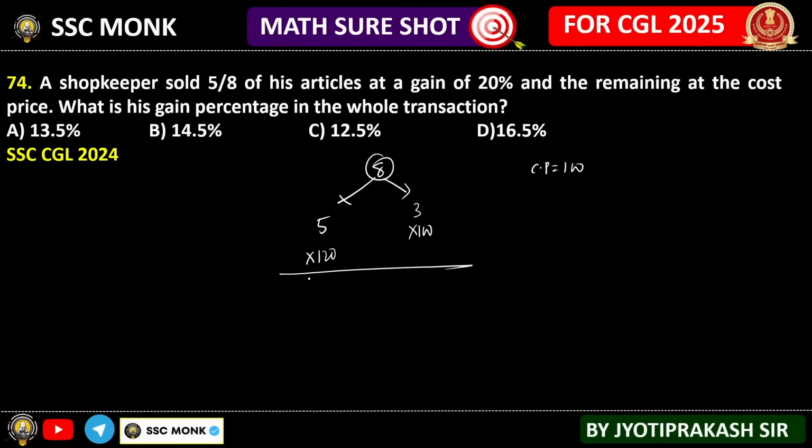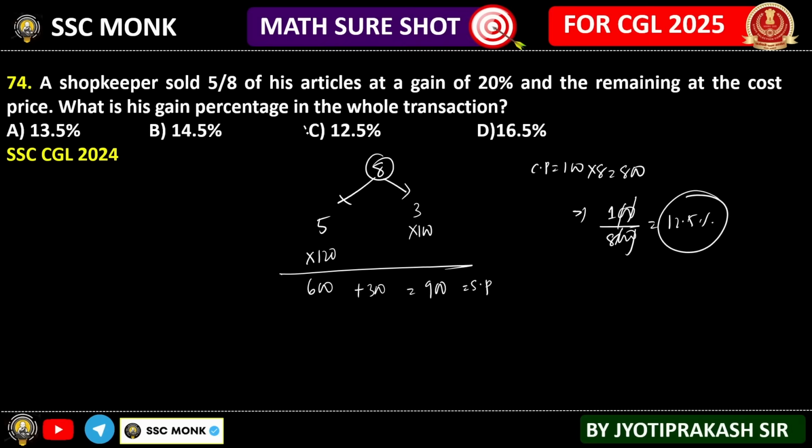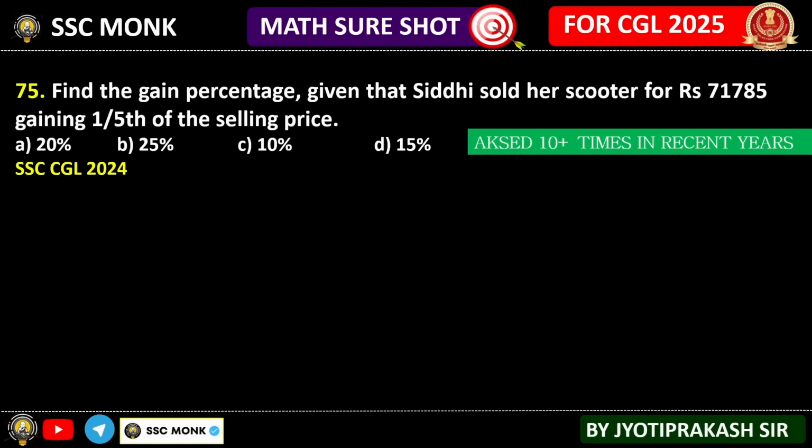What is the total gain? Here 600 plus 300, total selling price 900. Cost price of 800. Total gain 100 rupees upon 800, that is equal to 1 by 8%, that is equal to 12.5%. Answer option C. Next, find the gain percentage given that Siddhi sold her scooter for 71785, gaining 1 by 5th of the selling price.